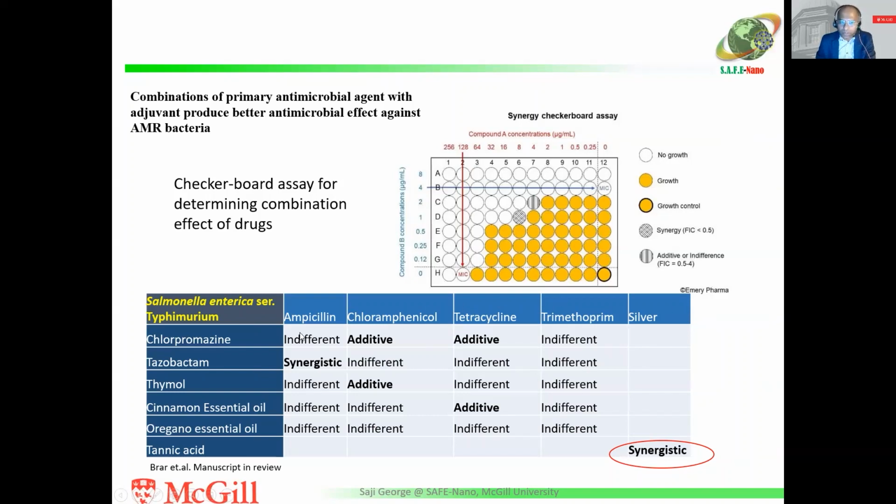And then we could see that some of them exhibited synergistic effect. For example, ampicillin with tazobactam, which is an inhibitor of beta lactamase enzyme. And another exciting molecule combination was tannic acid and silver, which clearly showed a very good synergistic effect. Now, our effort was to bring these two together in a nanomaterial.